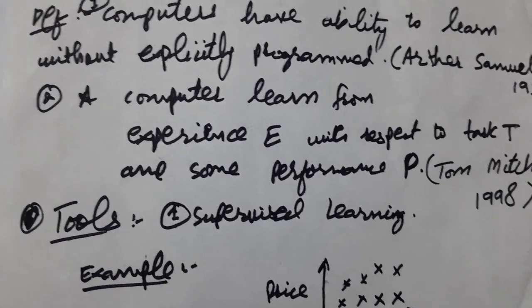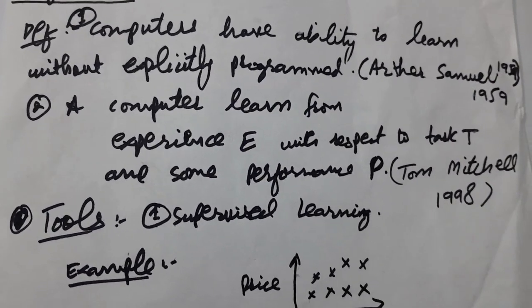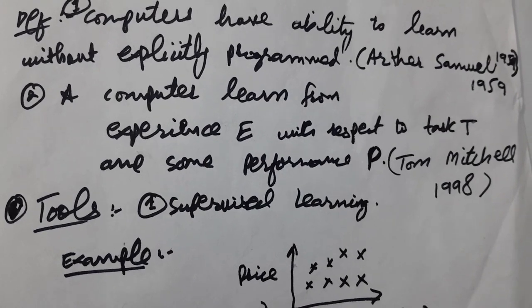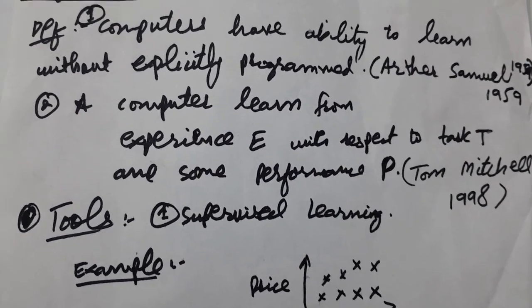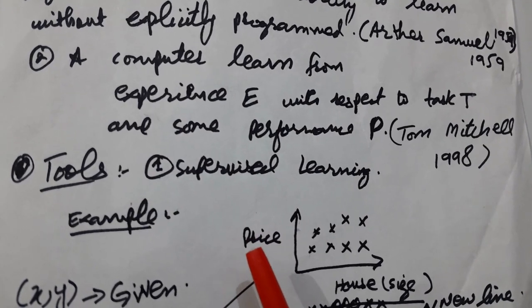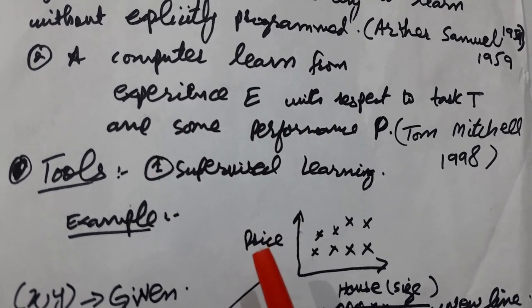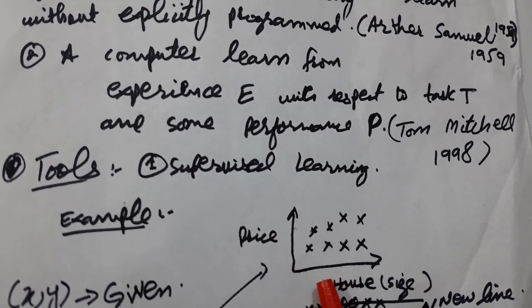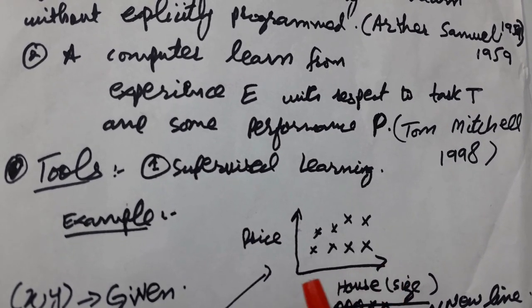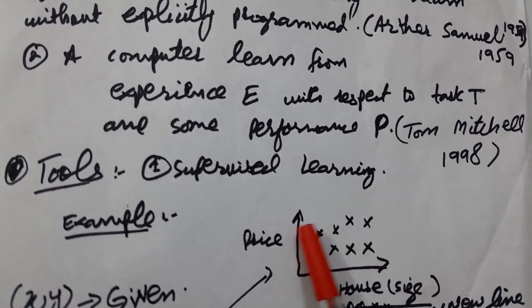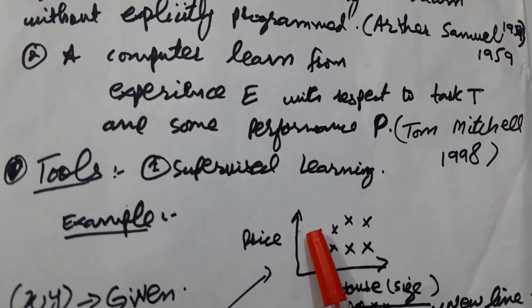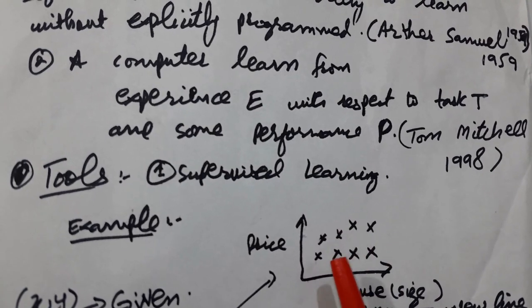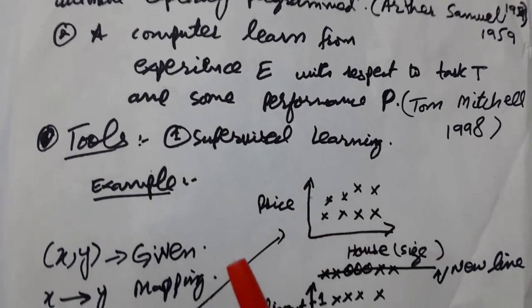There are some tools of machine learning. The first tool we are going to learn is supervised learning. For example, if you want to find the price of a house, the size of the house is on the x-axis and the prices are on the y-axis, and we mark some dots on it and we have to plot.